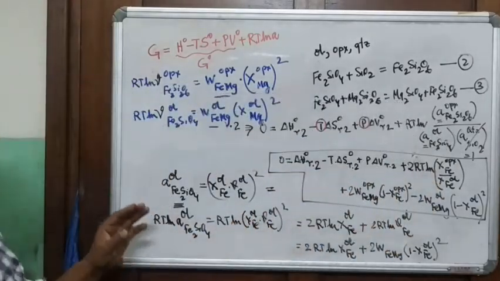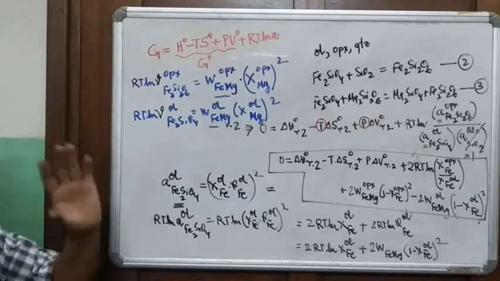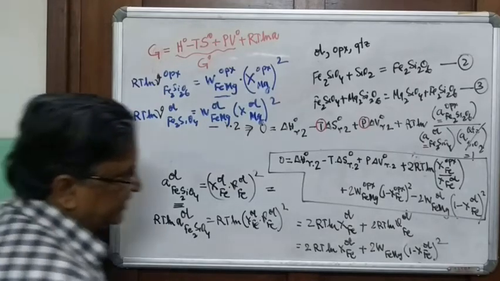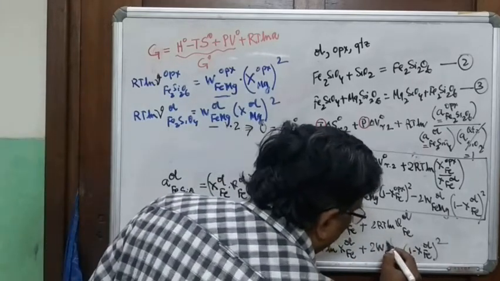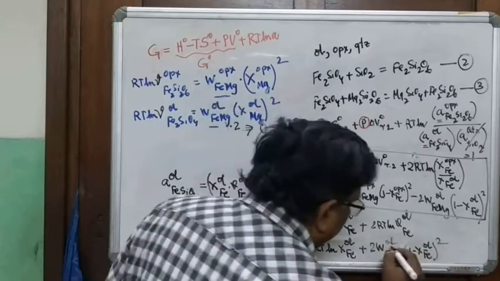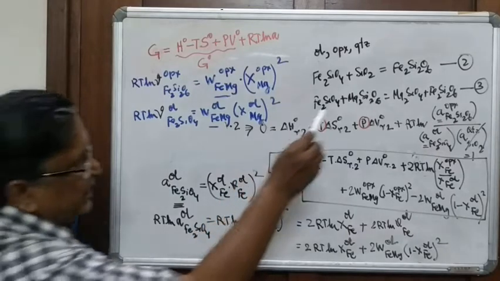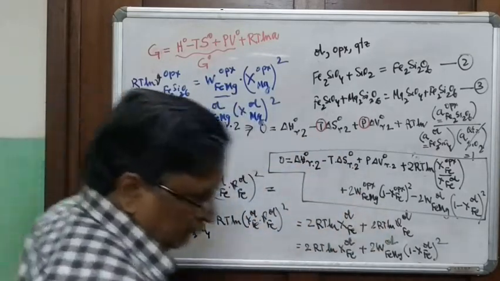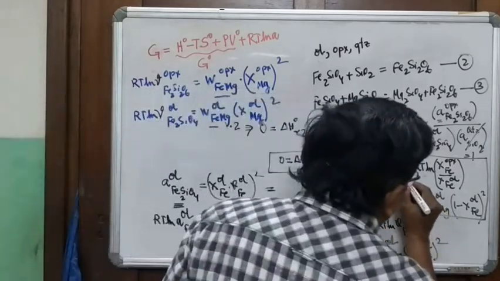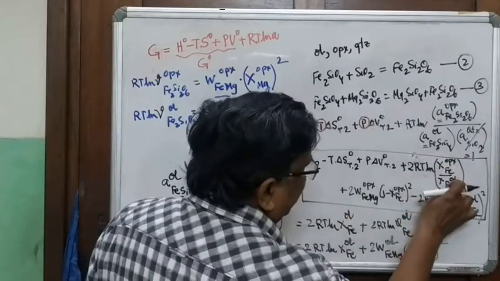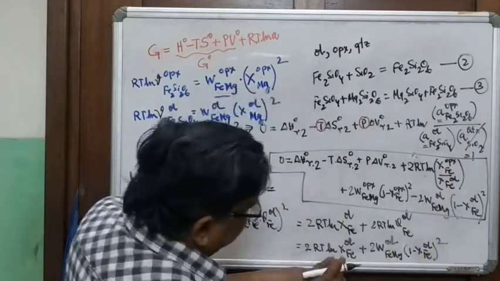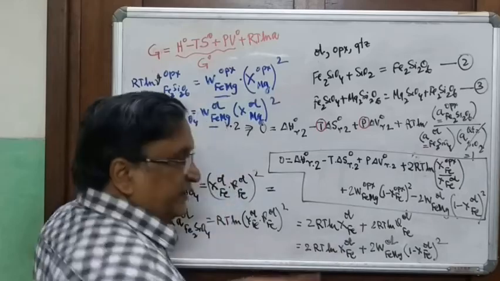I'll give you 2 minutes to think it over. Remember, here I have not written olivine, so this should come in here as olivine. So this term here, XFe opx by XFe olivine, there will be one term like this in olivine. That is what I said.